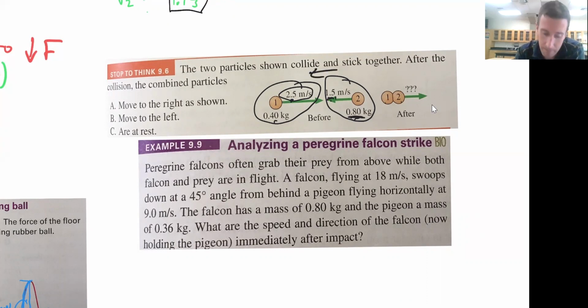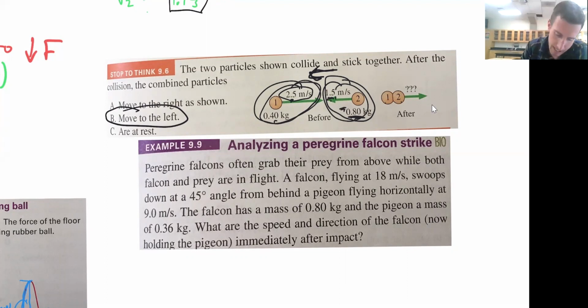The total momentum would be the momentum on this side plus the momentum on this side, and that'll end up with a net in that direction. And that is to the left. So they will move to the left. You could do it with the full math, 0.4 times 2.5, 1.5 times 0.8, see which one's bigger. This one will be bigger, and that'll be to the left.